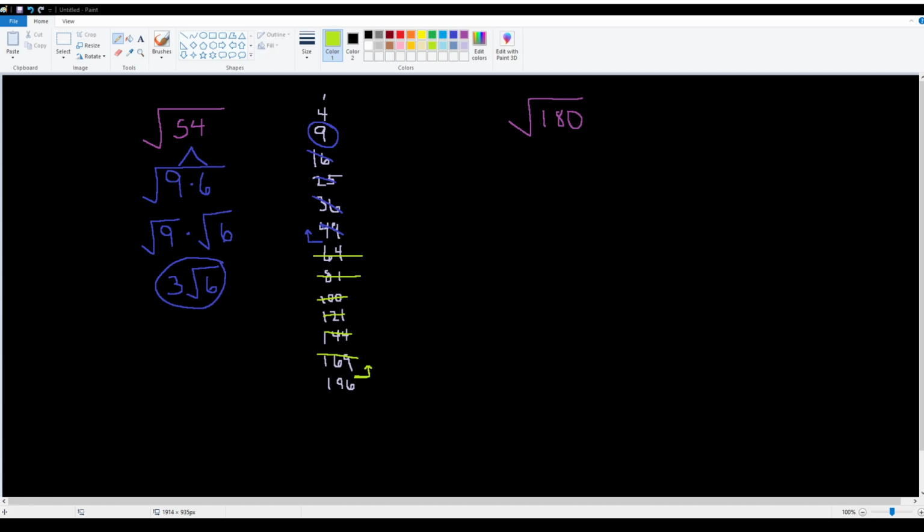180 divided by 49, still no. 180 divided by 36, that is going to be 5. So I now come back over to my 180. I rewrite this as the square root of 36 times 5. And again, I split it up into the square root of 36 times the square root of 5. I know that the square root of 36 simplifies to 6. So I end up with 6 square root of 5 as my final answer.